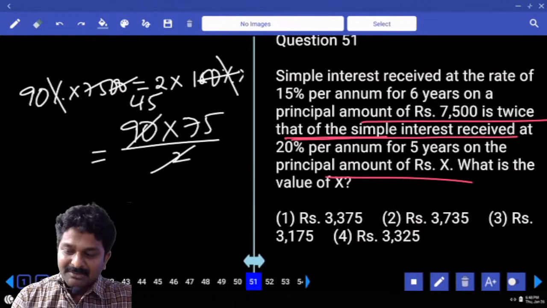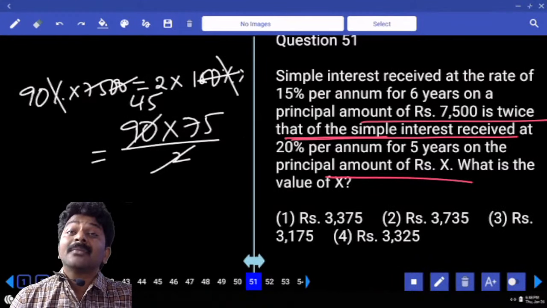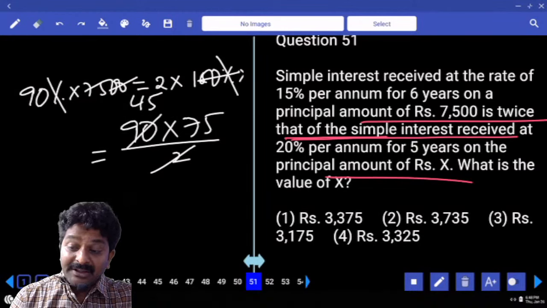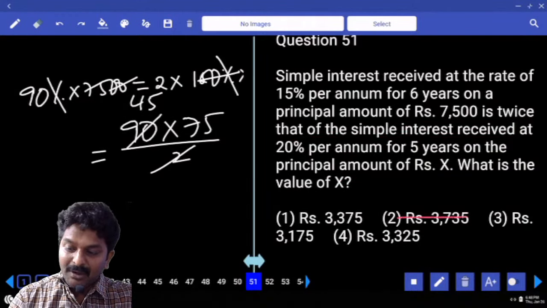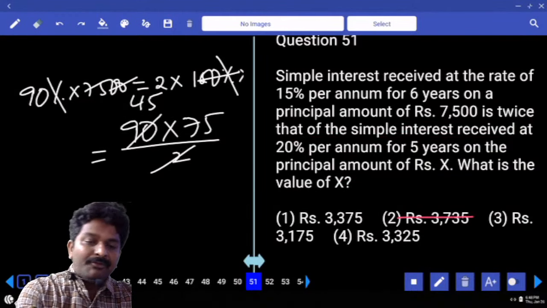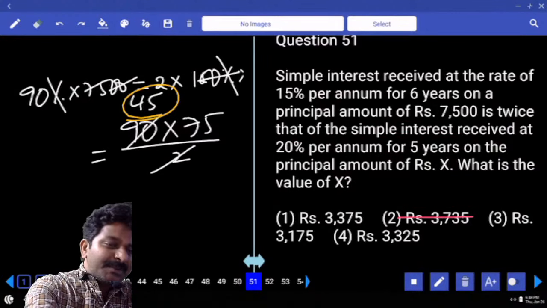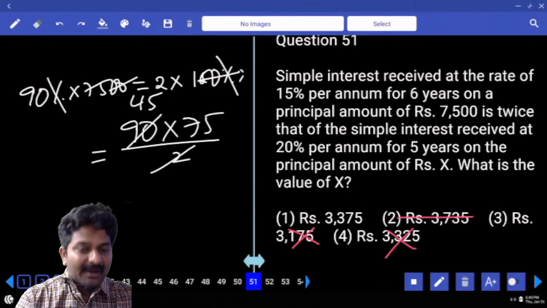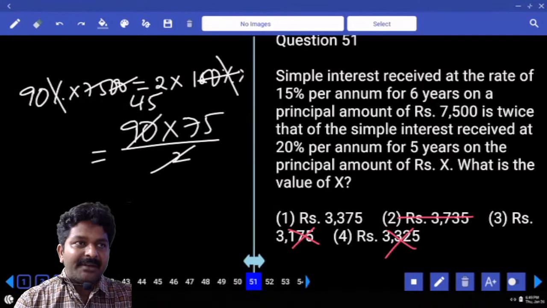So you know that the answer must end with last 2 digits 25 or 75. One eliminated. 45 is there. The answer must be, can it be the first option? Can it be the second? Second already eliminated. Can it be the third? No. Can it be the fourth? Only one level. Otherwise you'll have to calculate 45 into 75.